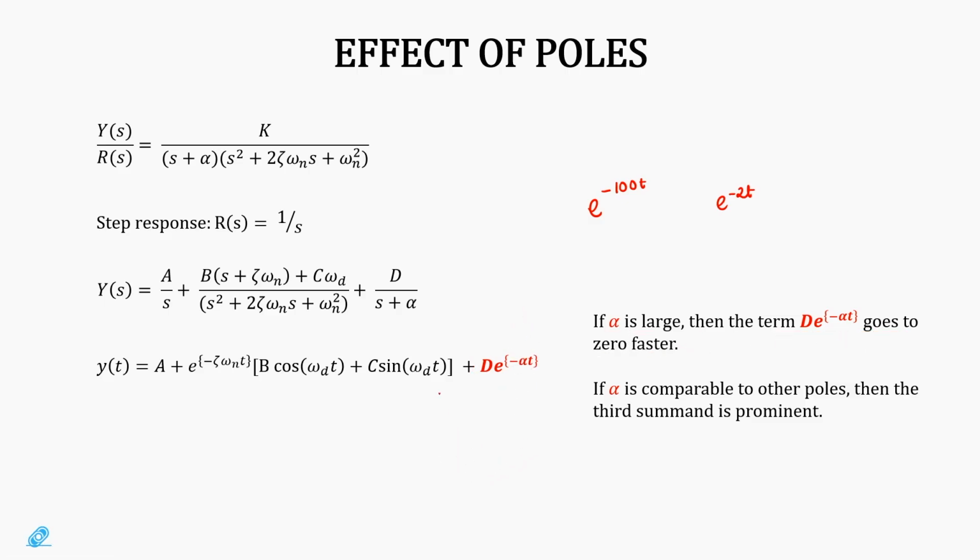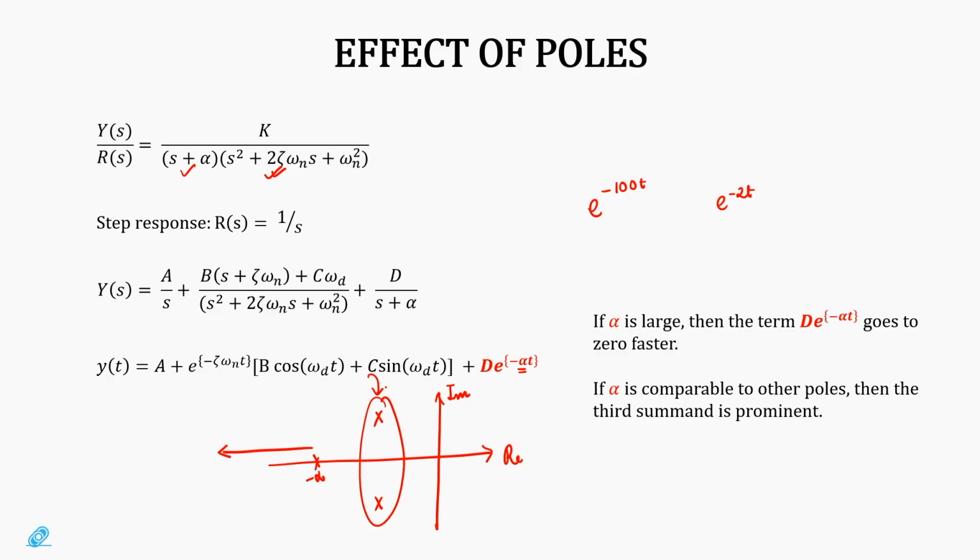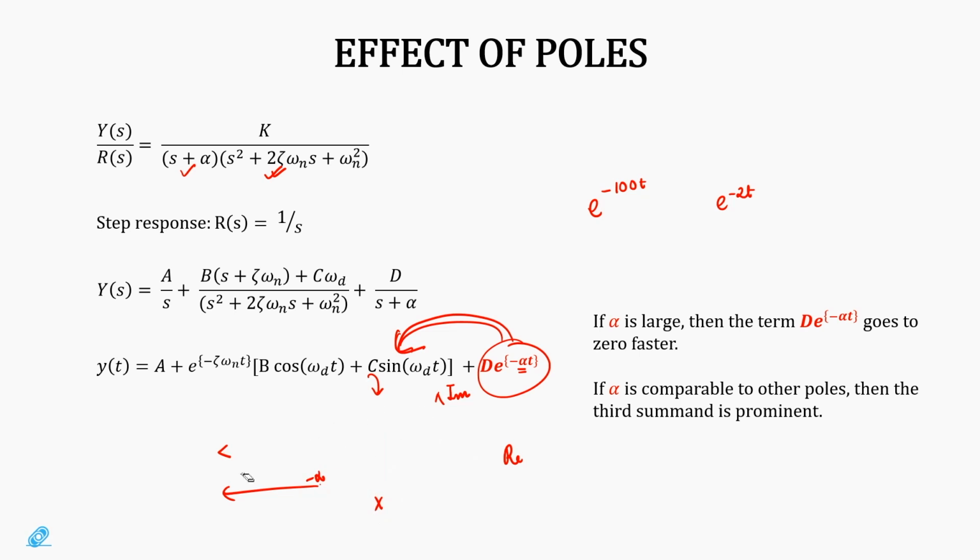Now, what is the meaning of alpha being large? You see, if I do a pole-zero plot, real part and imaginary part, this system had 2 poles and this is the third pole, right. So, this is the third pole at minus alpha. When alpha is large, this means that this pole is further away from these 2 poles. So, the effect of these 2 poles is dominant in the system if alpha is far away from them, but if this pole is nearer to these two poles, then this term will also dominate over the other terms. So, basically the effect cannot be neglected in that case.